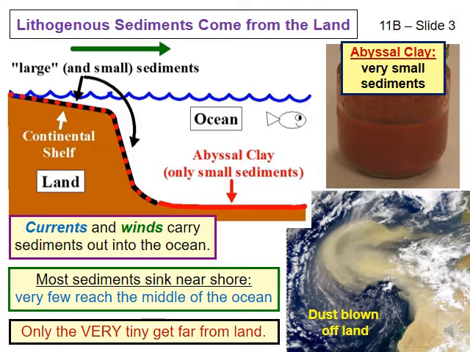Sand only moves down rivers and beaches, because rivers and beaches are shallow enough that waves and currents can pick sand grains up again and again each time they fall to the bottom. Only the smallest sediments, like mud, silt, and clay, can get carried far out into the ocean, because they are very small and light, and thus sink very slowly.